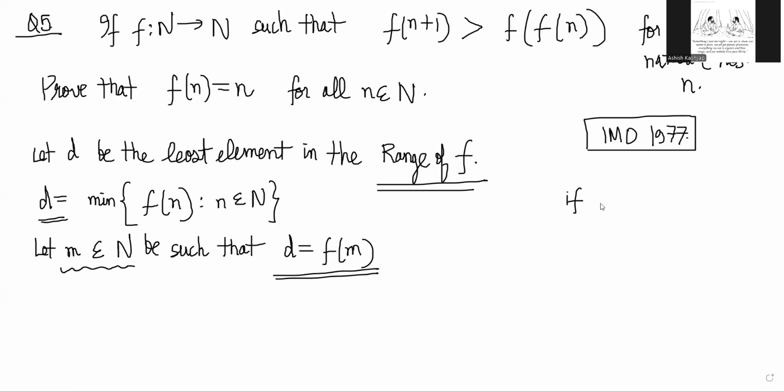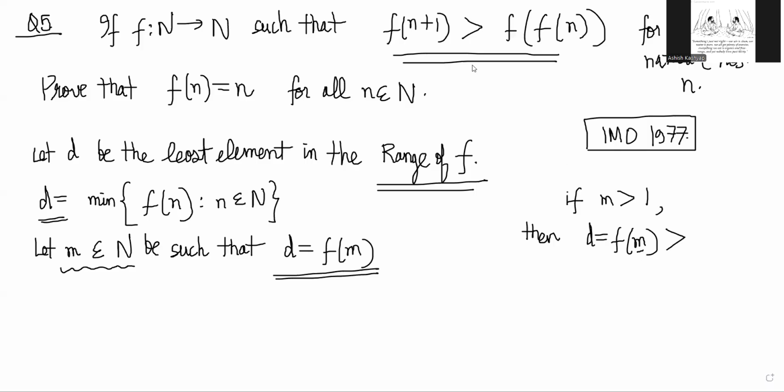Now, if m is bigger than 1, then we can say that d, which is equal to f of m, will be bigger than, by applying this condition, I am saying m is equal to n plus 1. Therefore, m is equal to n plus 1. So what is n? n is equal to m minus 1. So by applying this condition, I'm getting greater than f of m minus 1. So basically what we are getting is that f of m is bigger than this.